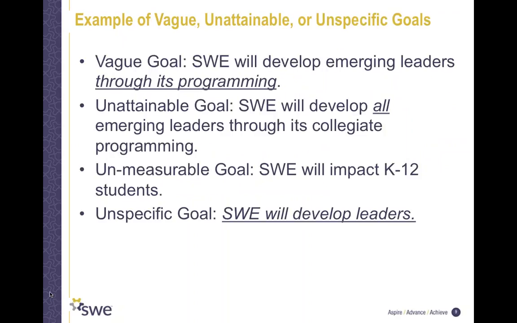Let's take a look at some vague, unattainable, or unspecific goals. A vague goal might be, SWE will develop emerging leaders through its programming. Or an unattainable goal might be, SWE will develop all emerging leaders through its collegiate programming. An unmeasurable goal could be, SWE will impact K through 12 students, and an unspecific goal would be, SWE will develop leaders. In and of themselves, nothing is wrong with any of these statements. Some may be more ambitious than others, but ultimately they're coming from the right place.